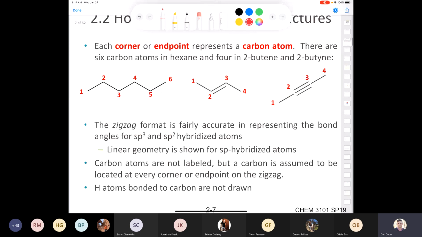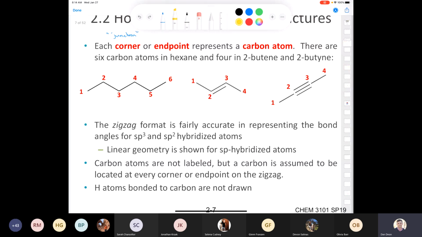Well, we start by drawing lines, okay? And it says here that each corner, or another word for a corner would be a junction, so we'll call that a junction. Sometimes students will call it a vertex or something. But anyhow, each corner or endpoint represents a carbon atom. So if we look at this structure right here on the far left, you can see that it has 6 numbers on it.